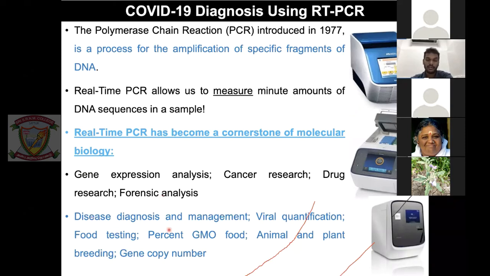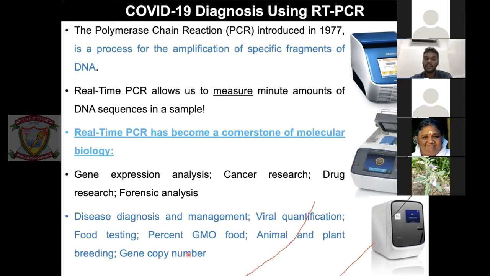And even including disease diagnosis and management, viral quantification, food testing, and there's something called percent GMO food. What is GMO? It is genetically modified organisms. Basically, let's say you are exporting a food from India to China or India to US. They do test the food for genetic modification, if there is any genetic modification that is bad for health. So even for that, PCR is being used.